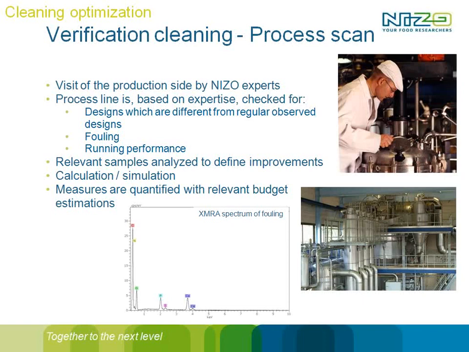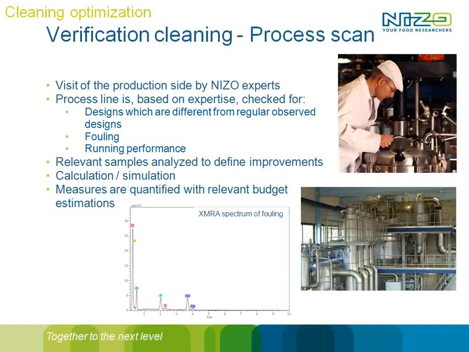We do that by a process scan. Usually the production site is visited by NIZO experts. We're looking at the inside, check everything. Also look at spots where you would expect things to go wrong. Look at the fouling, the running performance. These process scans we usually also apply to optimize the process itself, trying to avoid the fouling. And you take relevant samples to analyze and to look what kind of fouling, for example, you have.